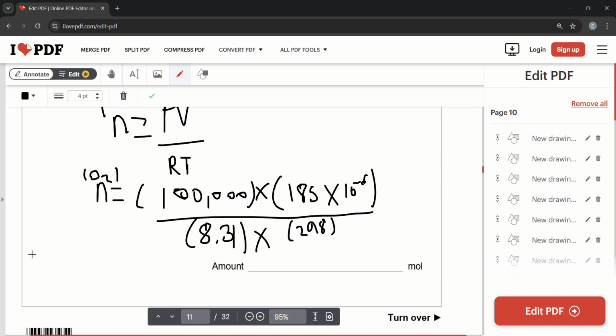Now this will give us the moles of O2. So number of moles of O2 equals 7.47 times 10 to the power minus 3. Now don't be disheartened by that and say, that can't be right.